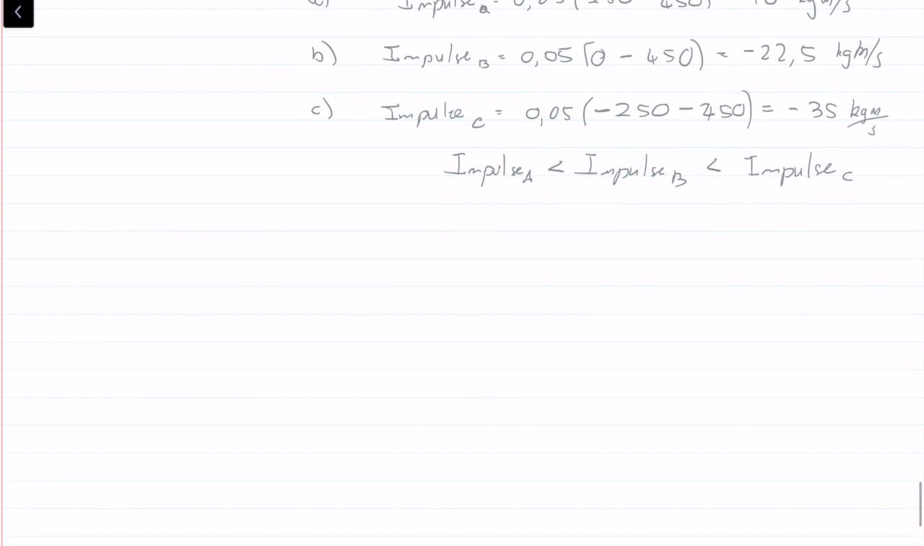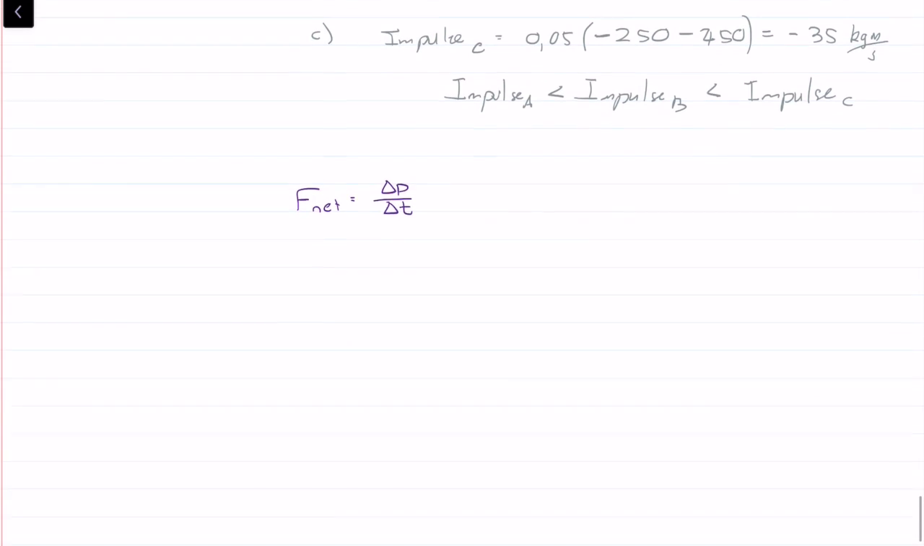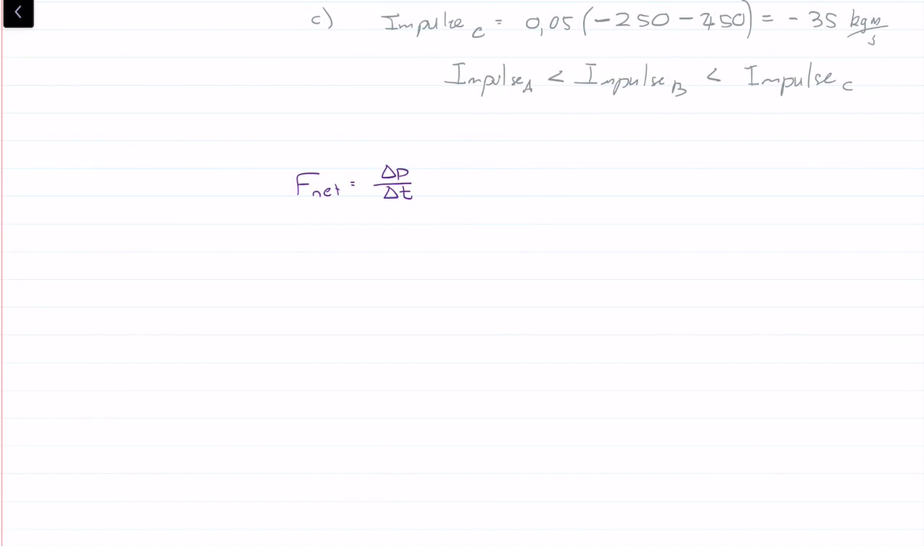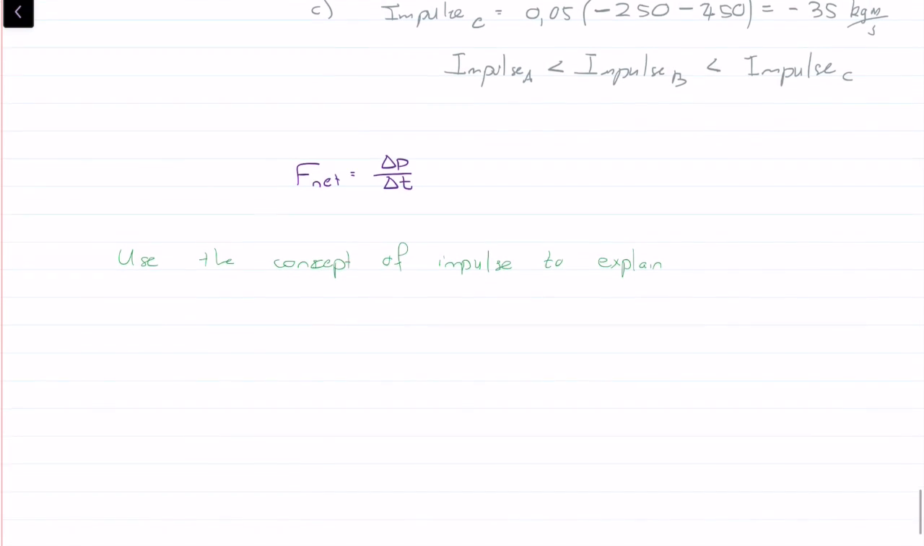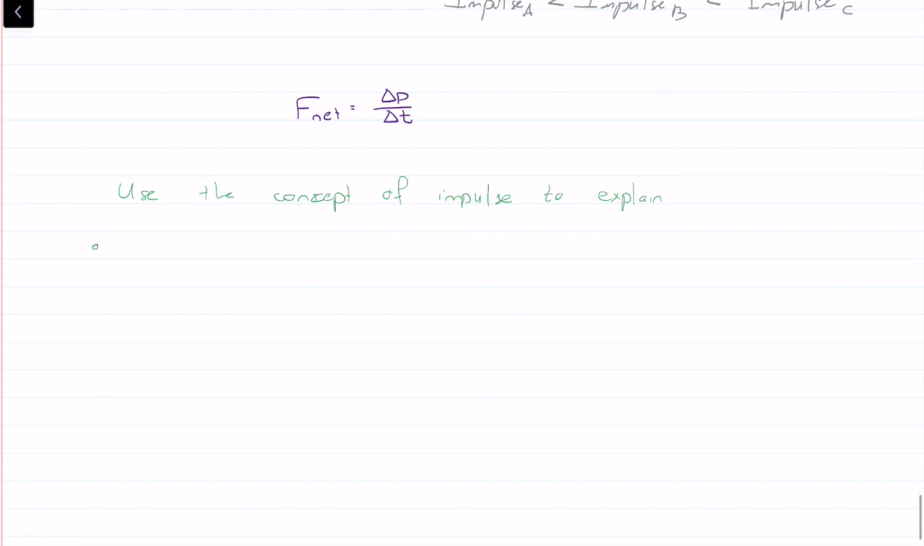Okay, so the focus point on all of these questions is the following equation: F net equals delta P over delta T. Basically the question usually goes something like this. It says use the concept of impulse to explain. Okay, so we'll probably do two examples, but let's start off with this example, to explain the following.